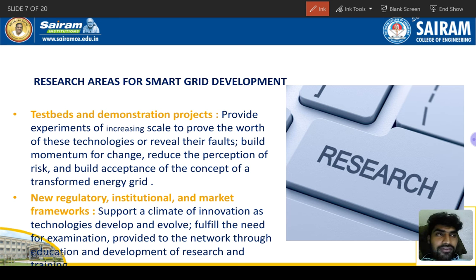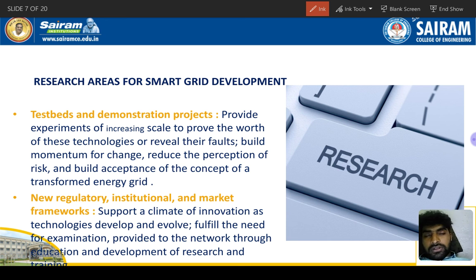Without a fault, without failure, it will not come to showcase, right? So faults must be there, failures must be there, and build momentum for change, reduce the perception of risk, and build acceptance of the concepts of a transformed energy grid. So transforming energy grids is required, right? As I told before, the smart grid is like implementing or updating one. It's not a new birth.